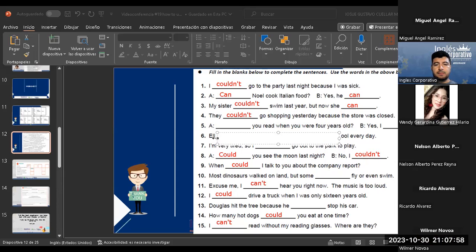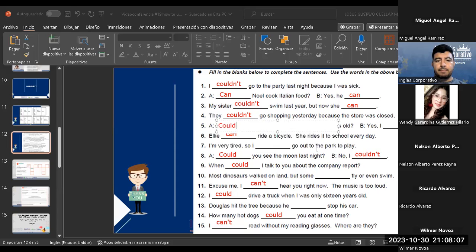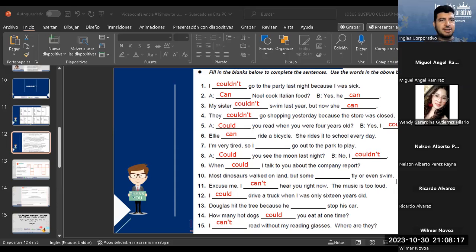Could you read when you were 4 years old? Yes, I could. Yeah, perfect. That's it. Thank you. ¿Podías leer cuando tenías 4 años? Sí, o podías. Yes, I could. Thank you. Okay, we have just three sentences.